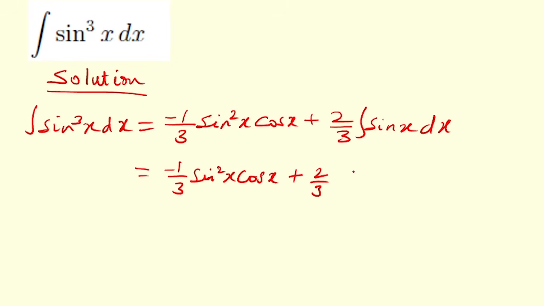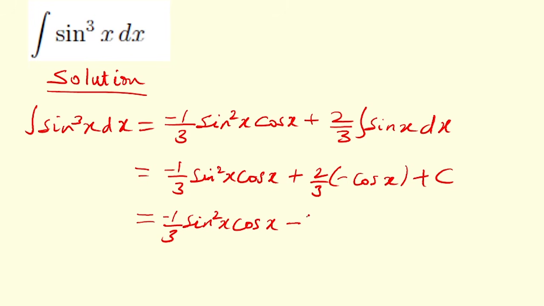What's the integral of sine x? Minus cos x plus c. So our answer will be minus 1 over 3 sine square x cos x minus 2 over 3 cos x plus some constant c. This is the answer. Let's see the other example.